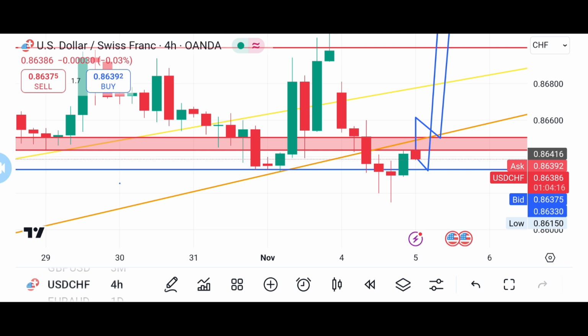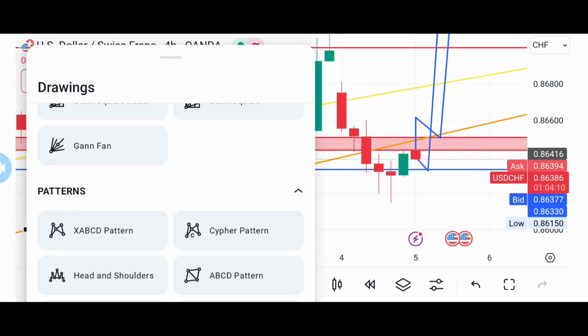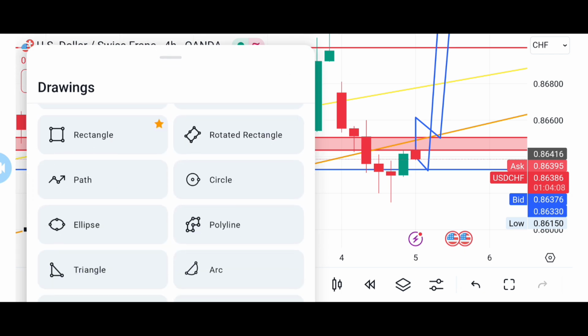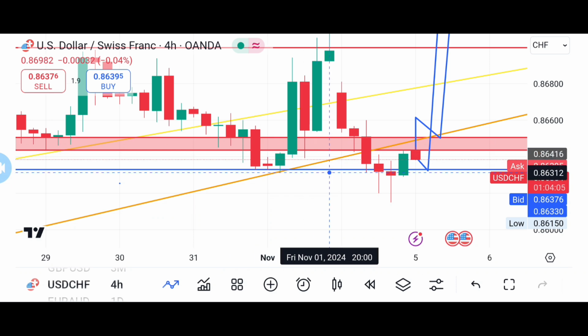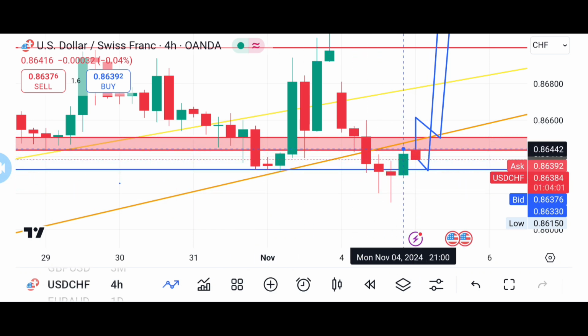I'm looking at USDCHF. I'm looking to buy USDCHF. Reason being, this now will be our fake out. The whole of this will be our fake out. Can you see? So we are going to wait patiently.